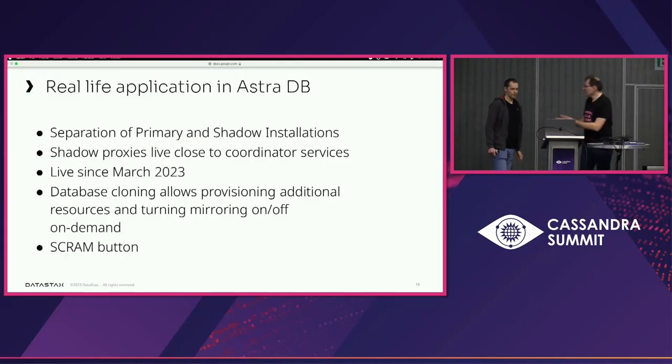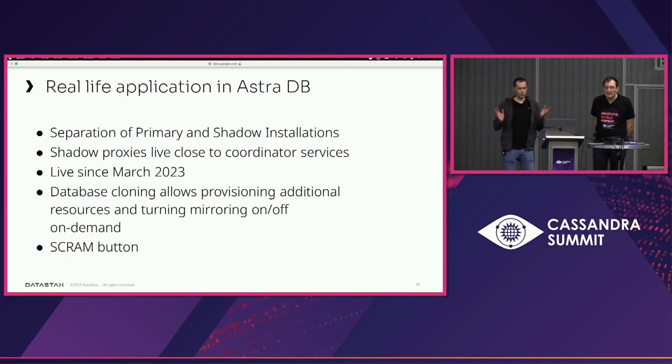So that's basically it. Okay, with all these pieces together, we managed to apply this to Astra DB. If you attended Jake's presentation yesterday, you know that in Astra DB, the monolithic Cassandra nodes were smashed into separate services. We are concerned with coordinator services. Each coordinator service got its shadow proxy, and this shadow proxy lives very close to the coordinator service, in the very same pod. But the shadow database is isolated from the primary database. For example, it is physically not possible to access the shadow database from outside of the production environment, like from the internet.